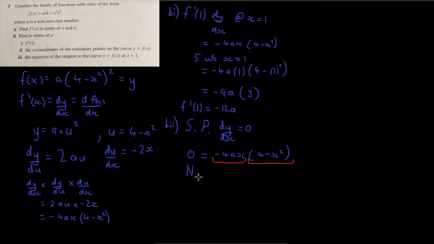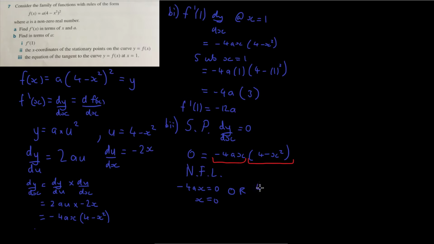That means we can apply our null factor law, or maybe you call it the null factor theorem. It doesn't really matter. So that just means one of the functions of x must equal 0. One of them. Otherwise, there's no other way you can make a 0 here. So that would mean we've got negative 4ax equals 0. That means x has to equal 0.